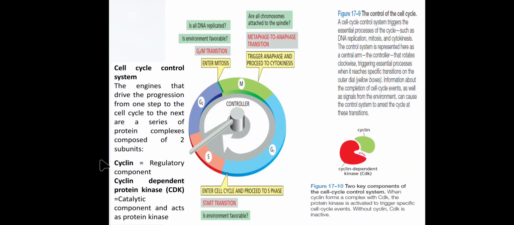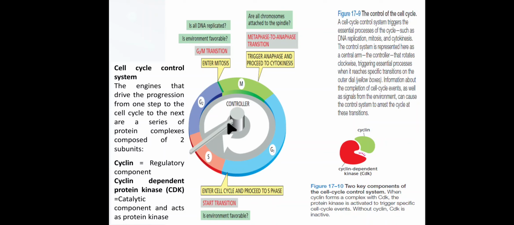to the next. It is a series of protein complexes. They are composed of two subunits: cyclin, which is a regulatory component, and cyclin dependent protein kinase, that is CDK, which is a catalytic component. Here you can see a controller which is controlling. So this is a control system of the cell cycle.